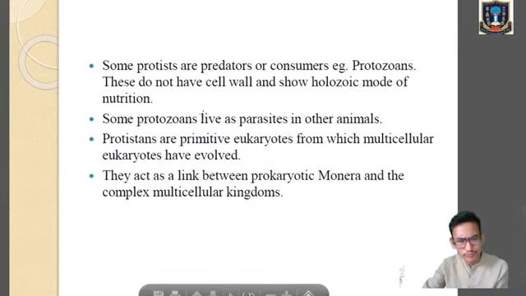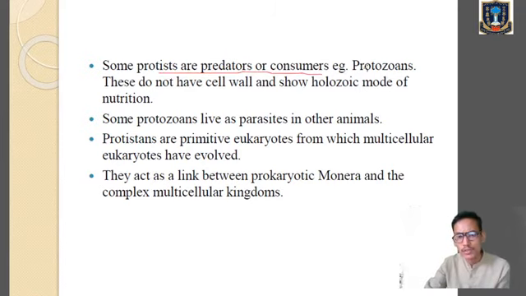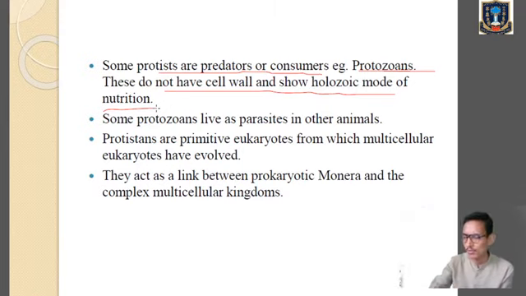Next one. Some of the protists are also predators or consumers. For example, you can find protozoans. They do not have cell wall and show holozoic mode of nutrition, where they engulf the food particles, where there will be ingestion, digestion, and absorption through the alimentary canal. We understand that. So some of the protists are predators, consumers, they don't have cell wall, but they show holozoic mode of nutrition. Whereas there are certain protists or protozoans which are parasites, which live on other living organisms in order to get food and shelter, right?